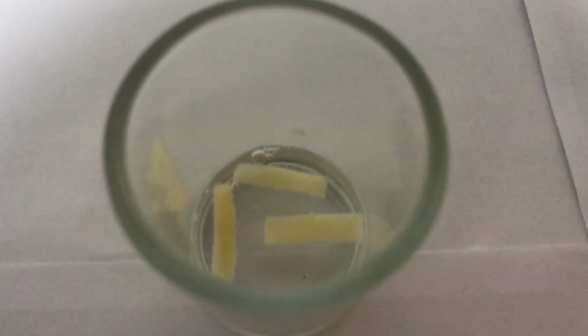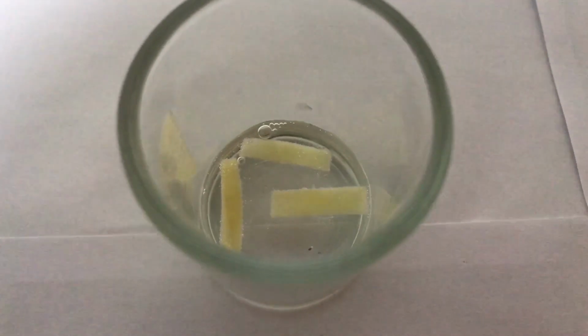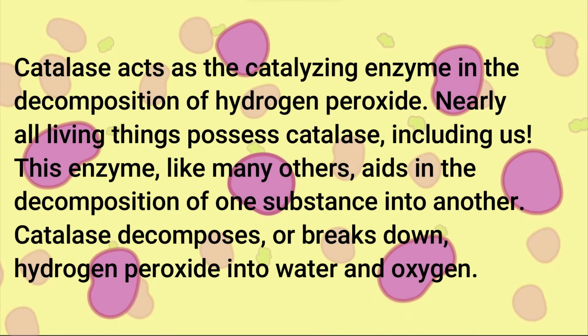This reaction is caused by catalase, an enzyme within the potato. You are observing catalase breaking hydrogen peroxide into oxygen and water. Catalase acts as the catalyzing enzyme in the decomposition of hydrogen peroxide. Nearly all living things possess catalase, including us. This enzyme, like many others, aids in the decomposition of one substance into another. Catalase decomposes, or breaks down, hydrogen peroxide into water and oxygen.